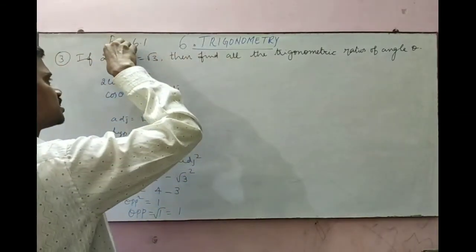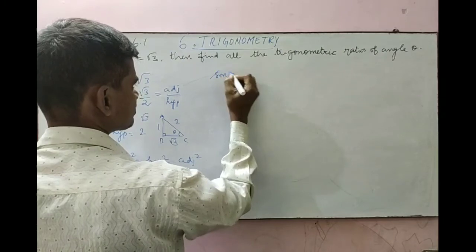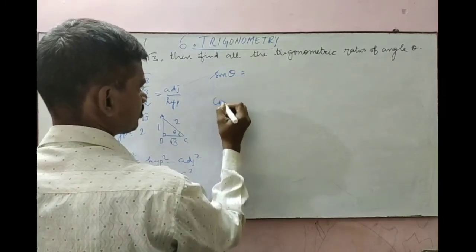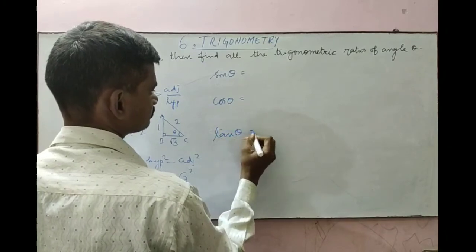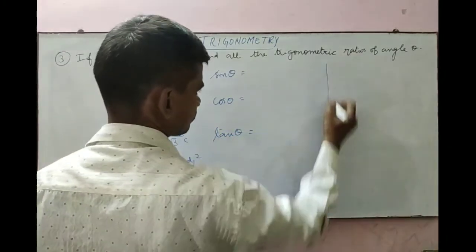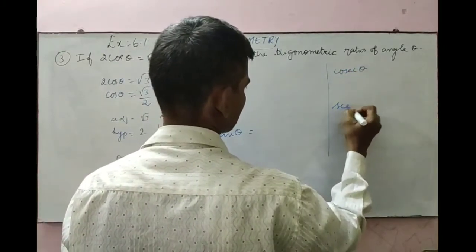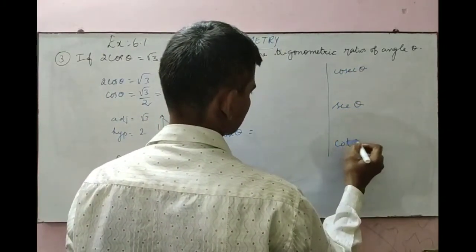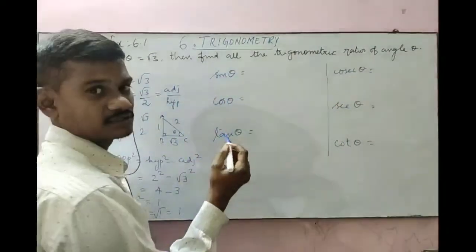Here cos theta is given to you. So the remaining 5 ratios we have to write. The first one is sin. Okay, it's fine, we can write cos again. Then tan theta. After that you have to write the cosecant, secant theta, and then cot theta. Okay, what is the formula for sin theta?